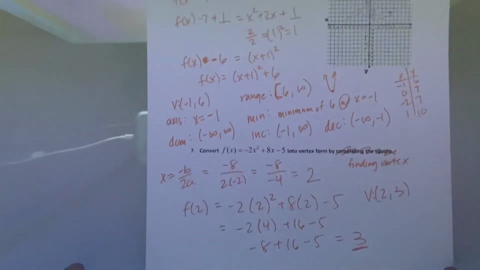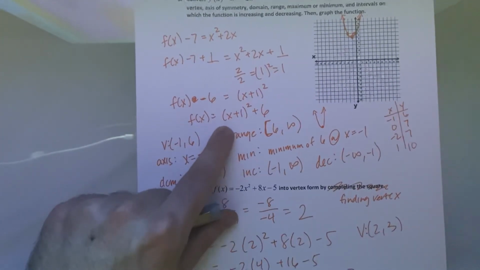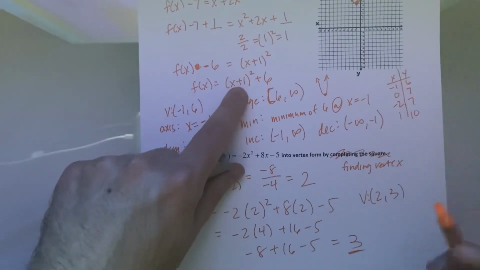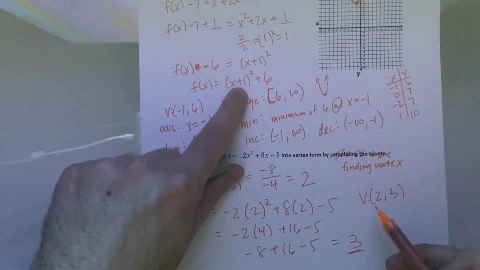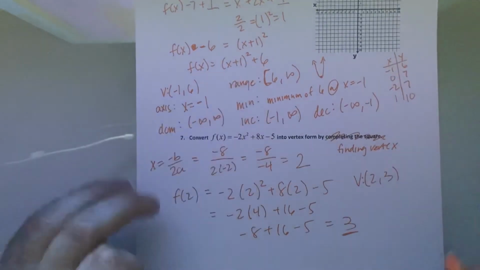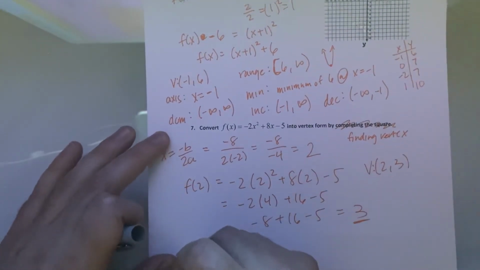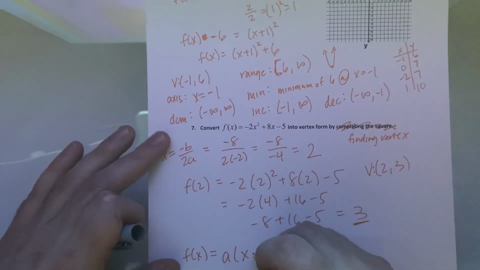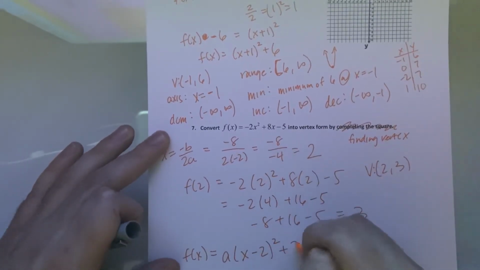Now let's recall here, how does our vertex relate to vertex form? Remember, the x value goes in with the opposite sign of the x, and the y value goes on the outside. The only thing we need to know is a. So a times x minus 2 squared plus 3.